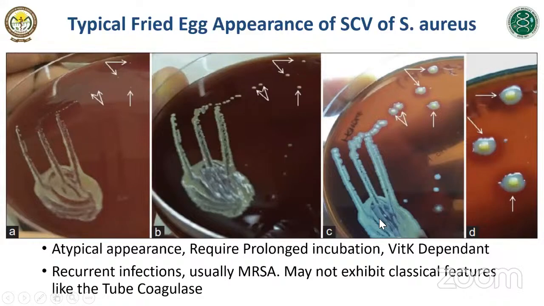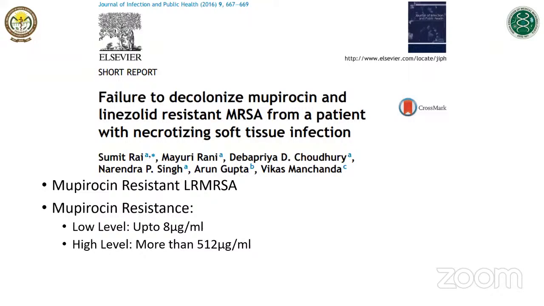So these are the small colony variants. They cause recurrent infections, repeated infections. And why? Because we are easily missing them, because they're very tiny. They would show very atypical growth on blood agar, and they may not grow on MacConkey at all, and they may also not exhibit the classical features like the tube coagulation.